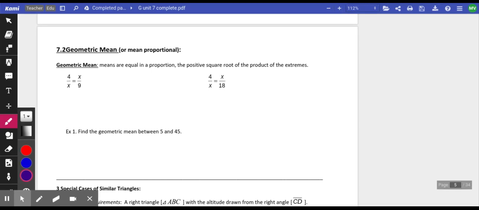Hello, everyone. Today we're moving on to day 2, which is 7-2 geometric mean, or the mean proportional. Geometric mean, the means are equal. So in my proportion, what's on top of one is equal to what's on bottom of the other.